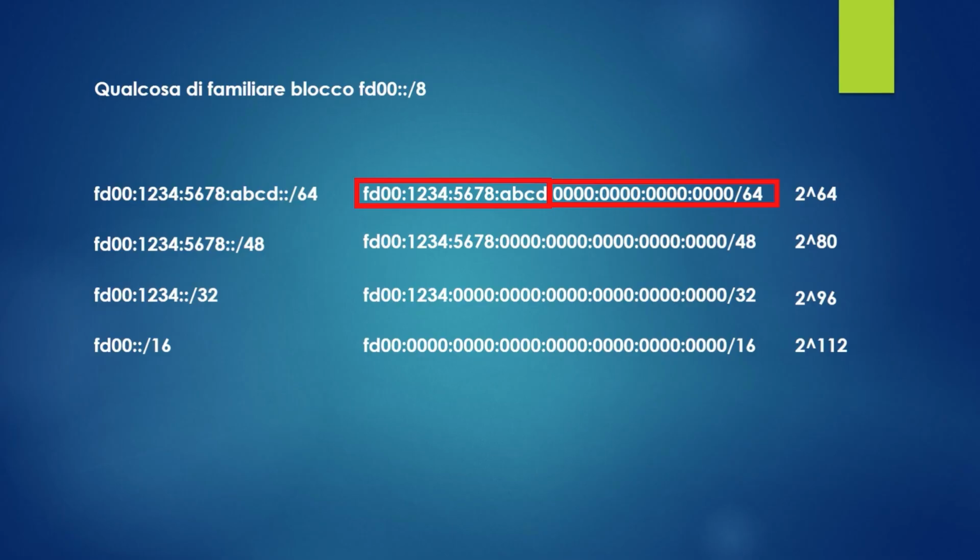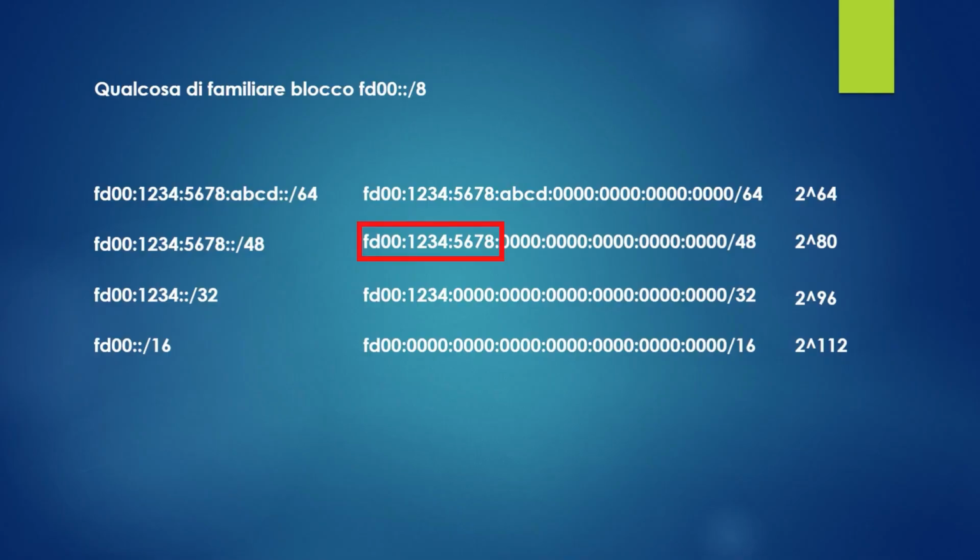Try it on your computer with a calculator. Do 2 to the power of 64 and see how many billions of IP addresses it gives you. It gives you a huge number. Then we have, for example, /48.